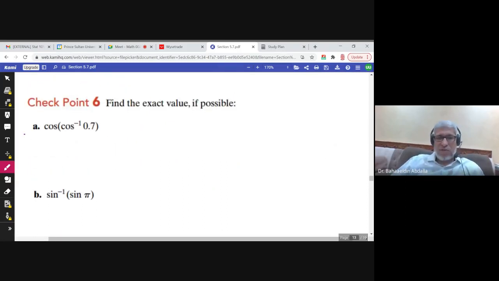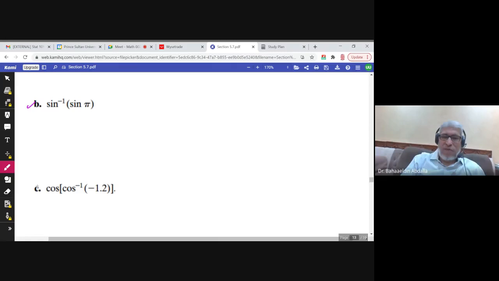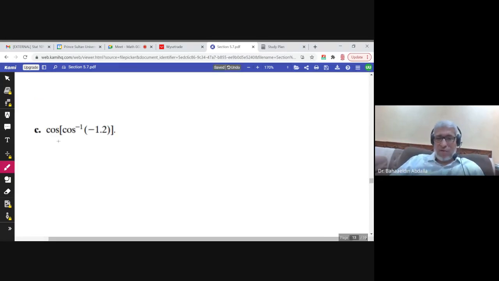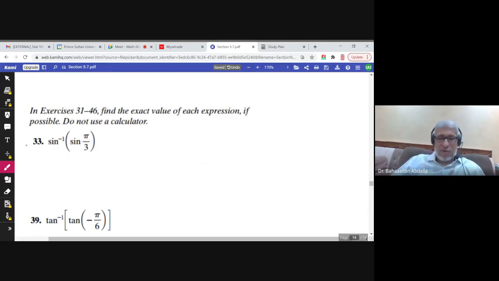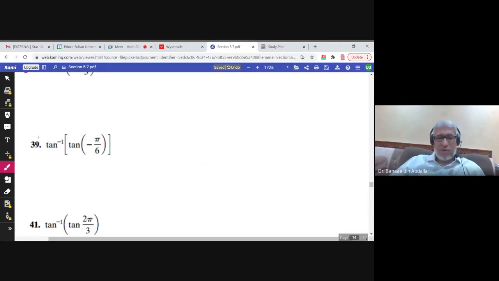Please try to solve this one and this one, using the same method. This one is also similar. This number is less than -1, so this is not defined. Similarly, not defined, because the domain of cosine inverse, the range of cosine, should be from -1 to 1, and -1.2 does not belong to the domain, so this is not defined. Try to do this one. Okay, let me do this one for you.